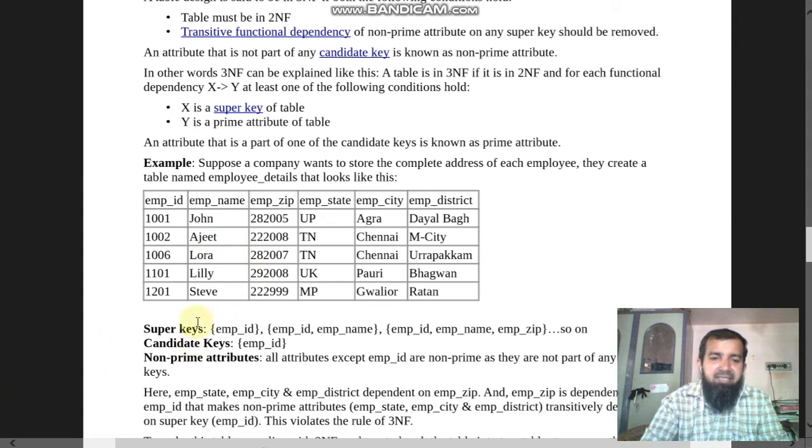The candidate key is only employee ID. All attributes except employee ID are non-prime, as they are not part of any candidate key. So remaining are all non-prime attributes: employee name, employee zip, employee state, employee city, and employee district.